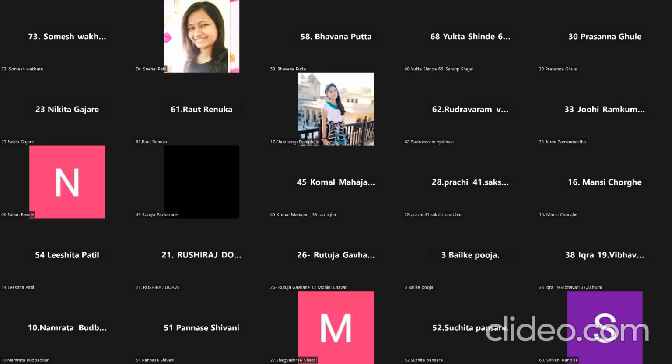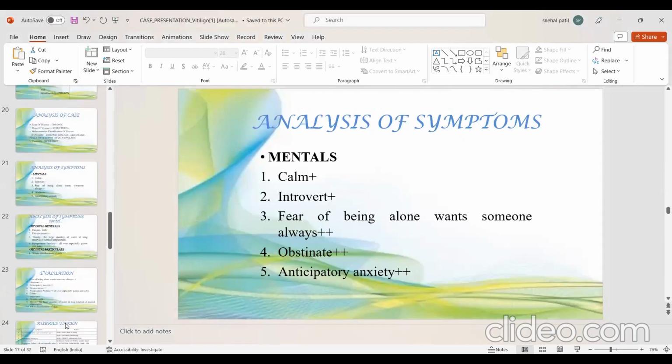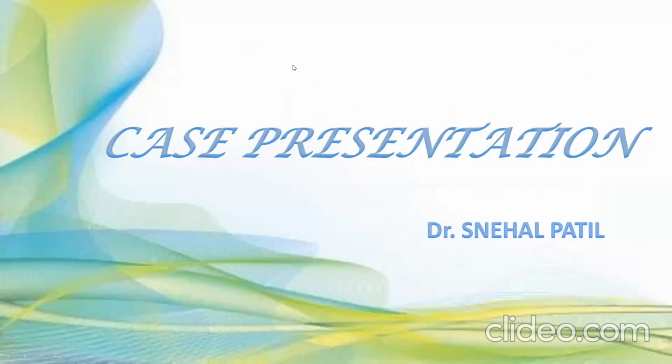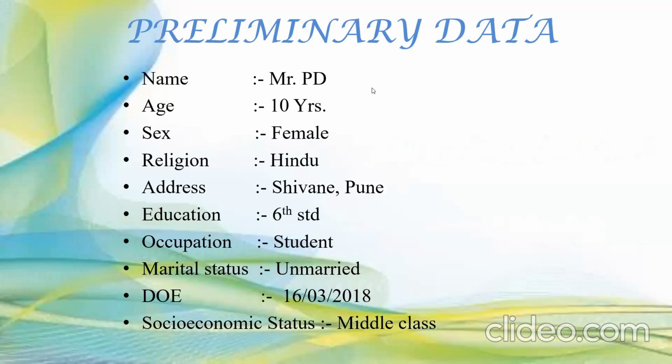We'll see one case of vitiligo treated with homeopathy. Name is Miss PD, 10 years old, female.